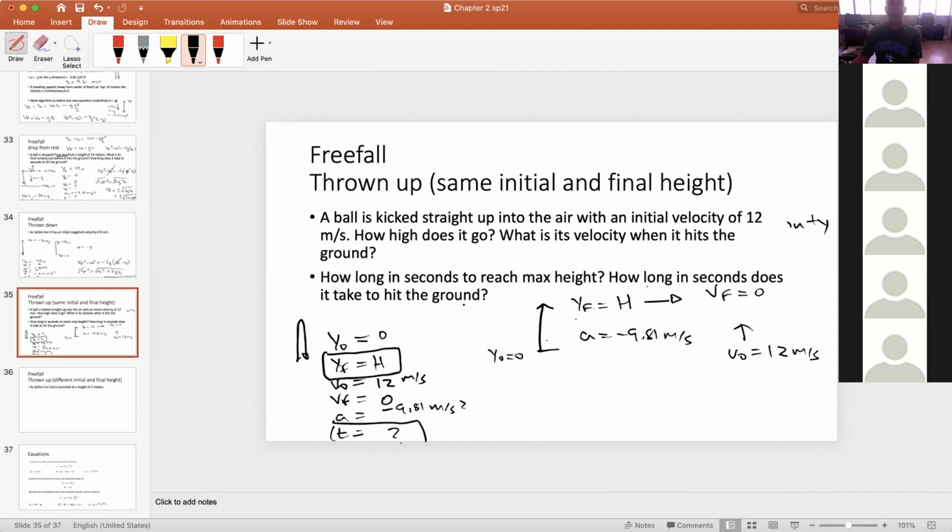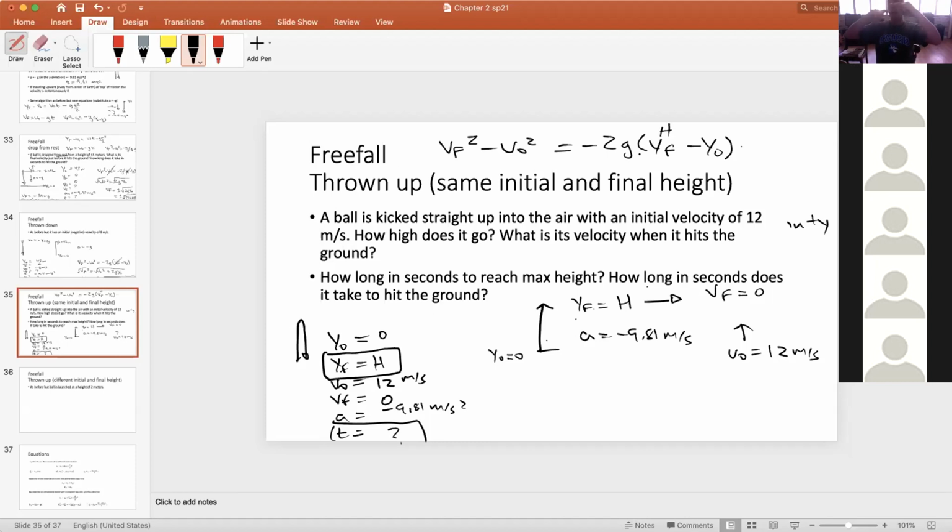So let's find out how high it reaches max height. Remember that we had those 4 equations and we didn't know time. So we had one that didn't have time. And that is this one. This one has no time. We know v final, we know v initial, we know g, we know y final, or I mean, we want y final.